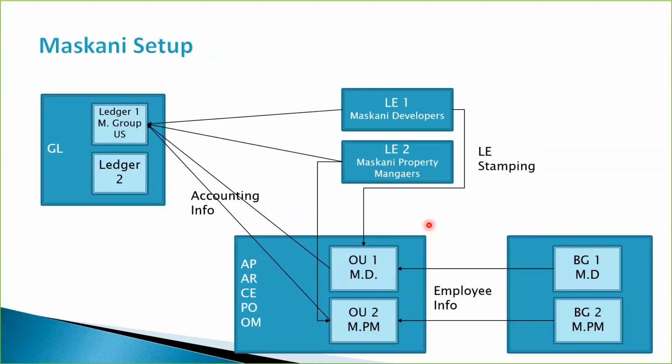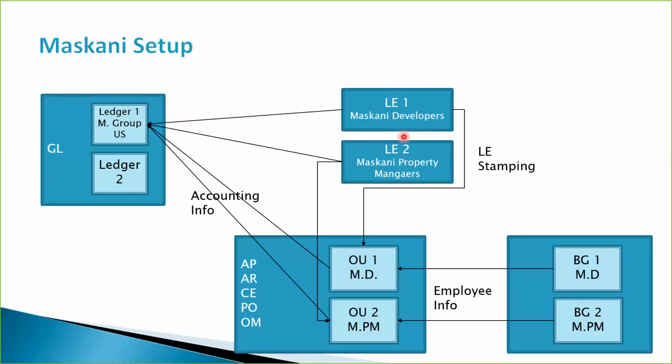So let's just take a look at what our setup is going to look like. On the general ledger module side, we already have our setup whereby we have a ledger, which is Mascani Group US ledger. Okay, so that we have already set up and we have the responsibilities for that. We have defined our legal entities. One is Mascani Developers and the other one is Mascani Property Managers. And we have associated them with this particular ledger.